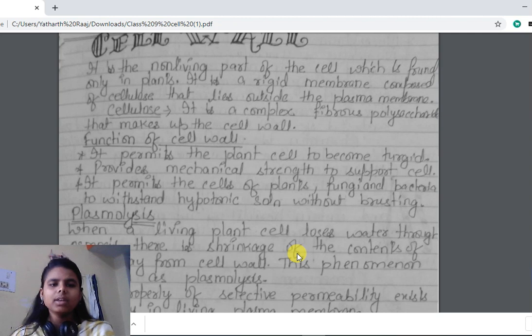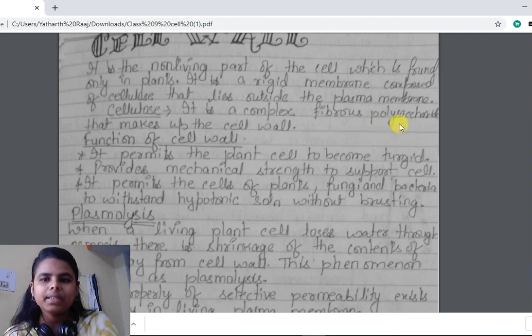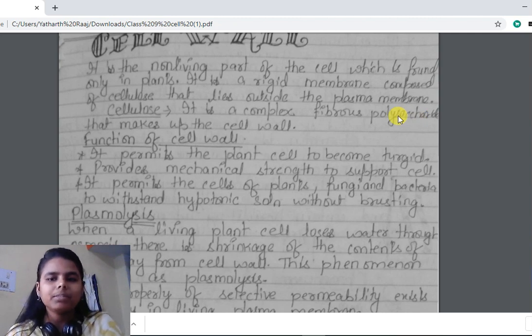So what is cellulose? Cellulose is a complex fibrous polysaccharide. Polysaccharide means poly means many and saccharides means sugar materials such as sucrose, fructose, glucose. These are all saccharides. So it is made up of a complex fibrous polysaccharide. The function of the cell wall is to permit the cell to swell, become inflated, become turgid, and it provides strength and support to the cell. It permits the cell of plant, fungi and bacteria to withstand hypotonic solution without bursting.